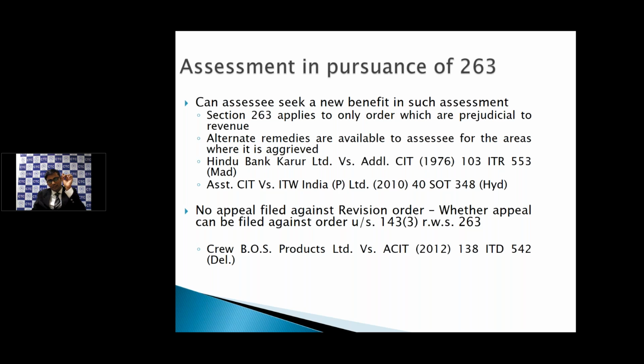So the crux is to be seen: whenever a 263 order comes, it has to be minutely examined whether it is a case of a total remand or a partial remand. If it is a case of a total remand, the assessee can challenge the 263 order before the tribunal, or he can also challenge the consequential assessment order passed by the AO before the CIT. However, if it's a case of a partial remand, the only course open to the assessee is to challenge the 263 order before the tribunal.